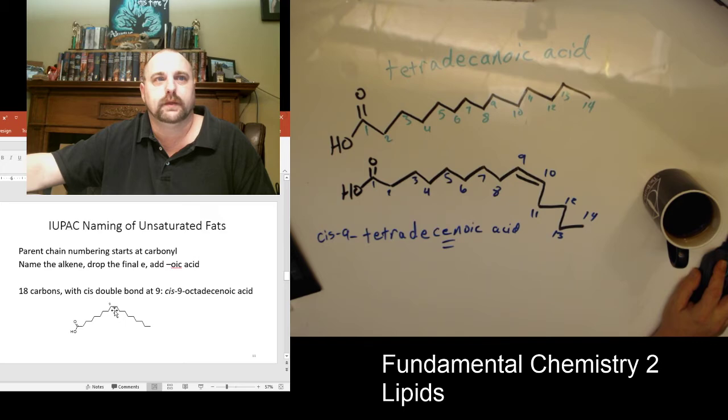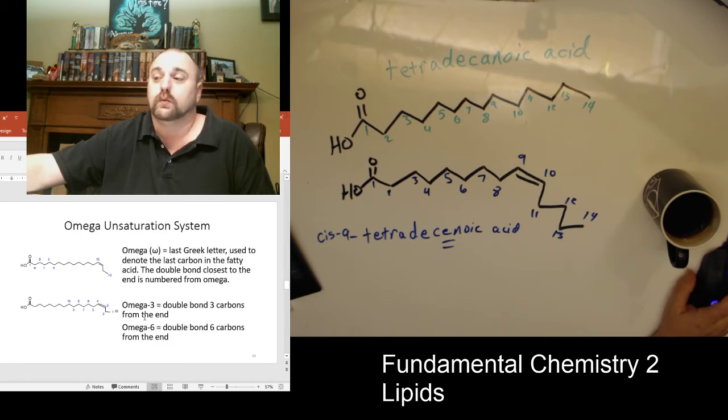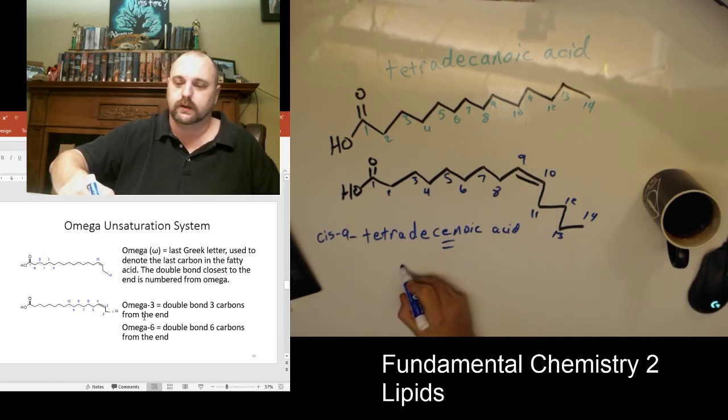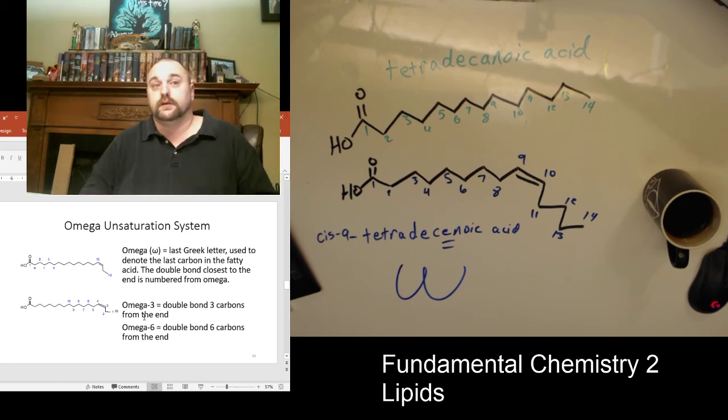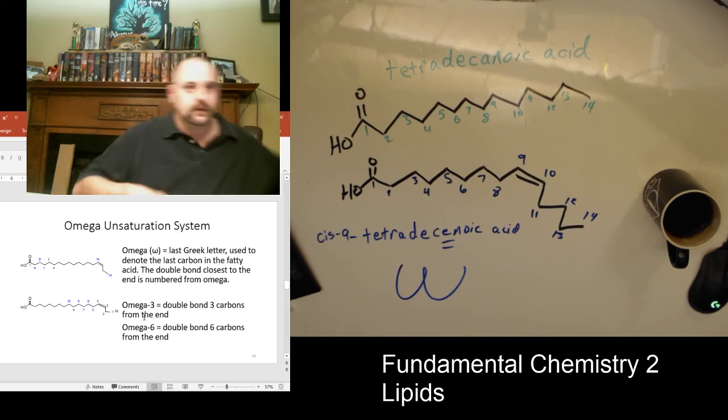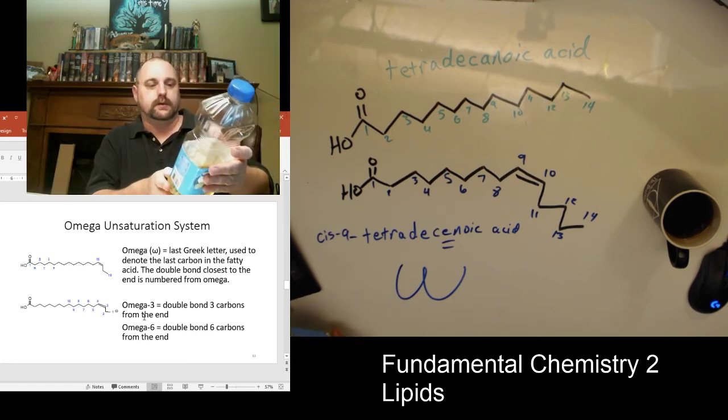So here's this one, same kind of idea, and you can recognize that it has this E right there. That E is telling me it's got a double bond. Now we also use the omega system, and you'll see the omega system. This symbol looks like a W. All right, so the omega system, sometimes they'll have it.